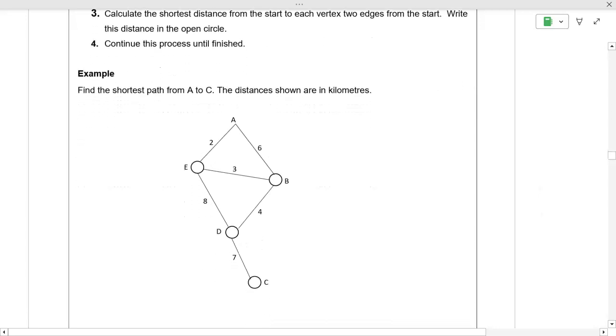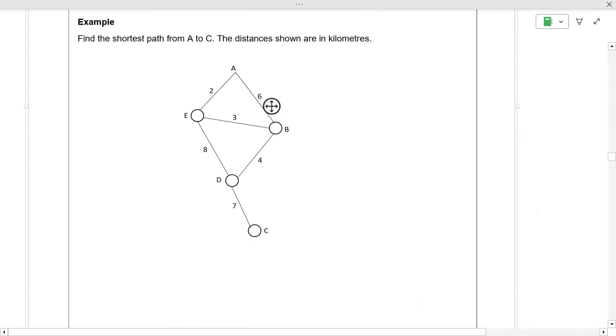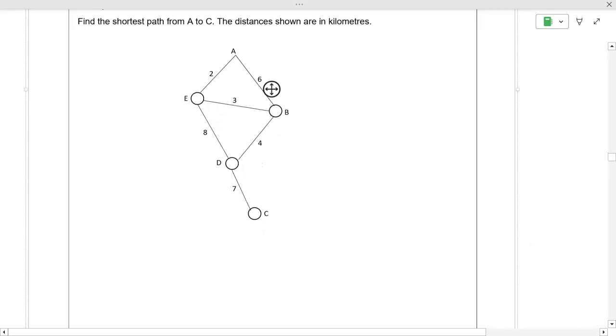So we need to find the shortest path to get from A down to C, okay? And these distances are shown in kilometers. So you can do what the steps are at the top there, or you can just go through each of the different ways, and you might do that several times to find that shortest path.